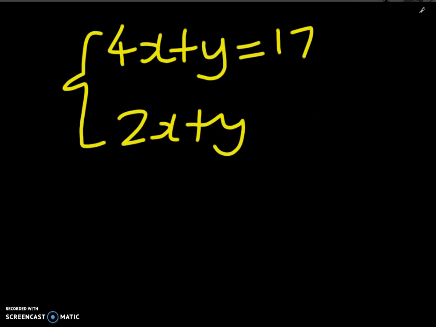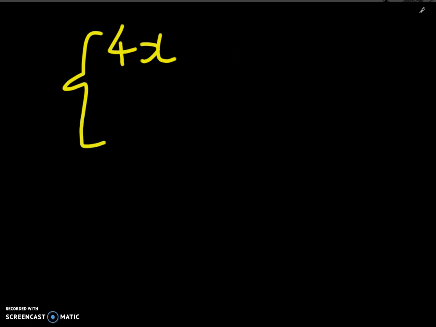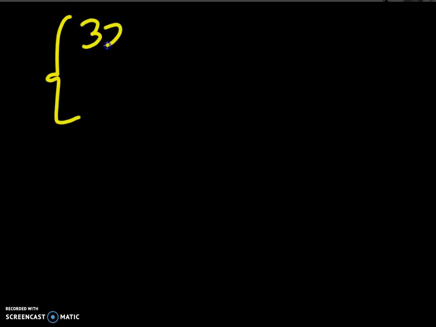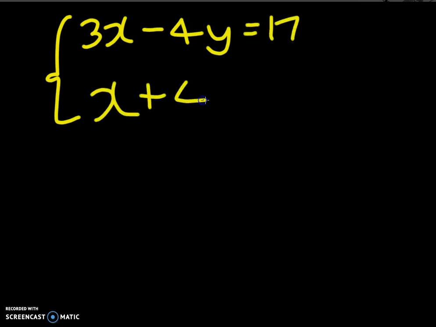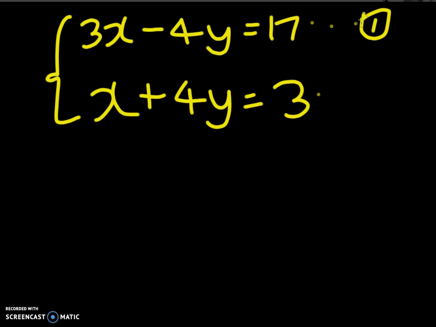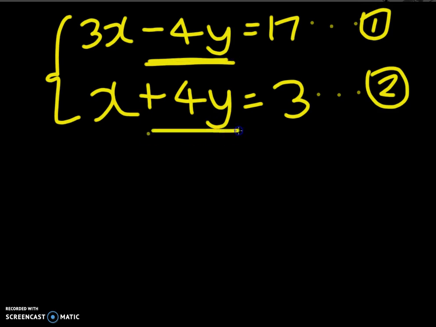This different question, we'll go with the elimination method because I think this will be easier for this question. The question is 3x minus 4y equals 17, and x plus 4y equals 3. In this question, it's quite obvious we have to use the elimination method, because the negative 4y and the positive 4y we can easily reduce and get rid of. So we'll be left with only the x to solve.